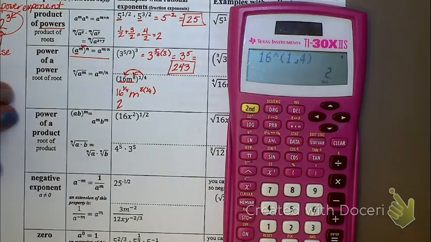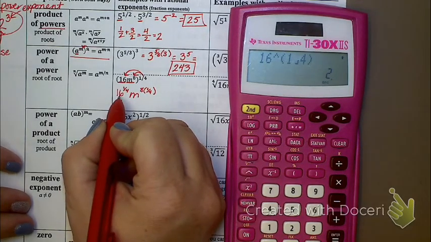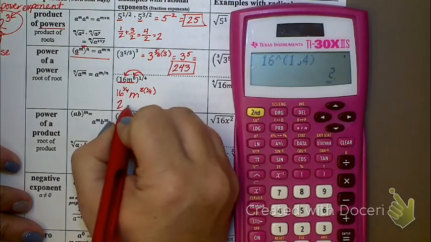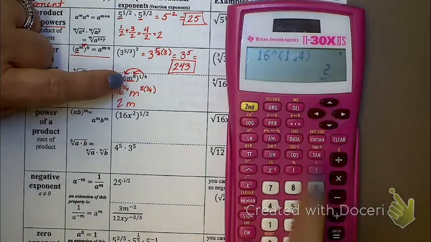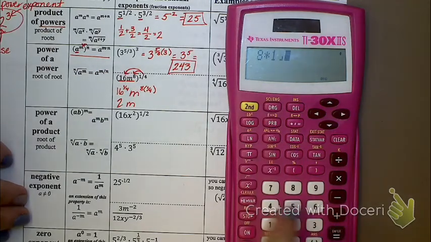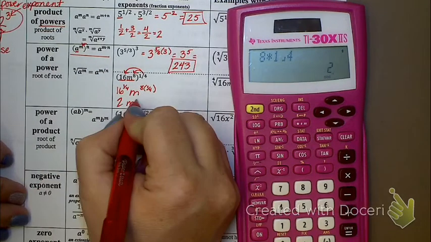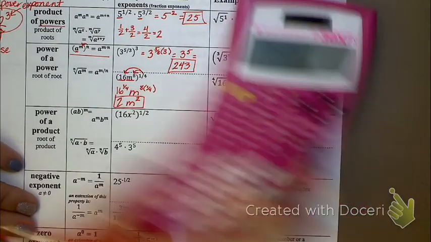Okay, sorry about that little interruption. So I have 2, which is my result from 16 to the 1/4 power, and then I'm going to have an m, and I just need to multiply 8 times 1/4. So 8 times 1/4 is also 2. So my new exponent is also a 2. That would be my solution there.